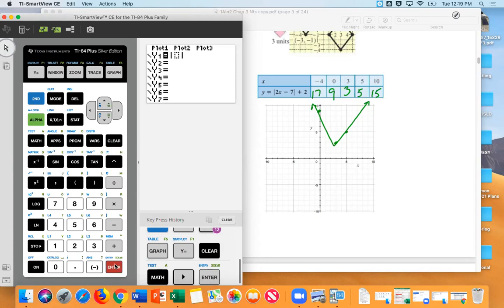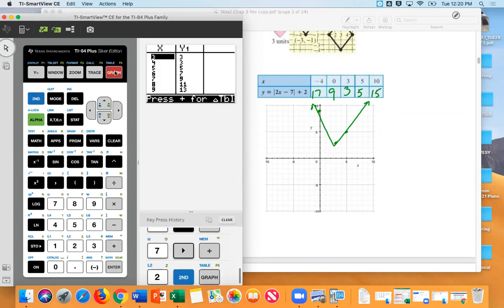All right, so I put it in. Notice I got my 2 bars. Some of you guys might just have ABS in there. Now I'm going to go ahead and do 2x minus 7. Now I need to get outside. So I'm going to hit the over button. Notice it's blinking outside. And I click +2.